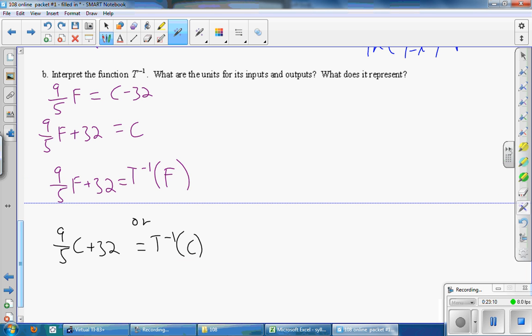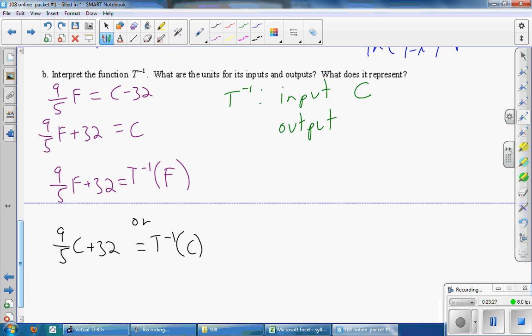Part B, maybe we'll clear up a little bit of that confusion. Interpret the function T inverse. What are the units for its inputs and outputs? What does it represent? Okay, so for T inverse, the input is C, and the output, so the input is degrees Celsius, I guess I should say.